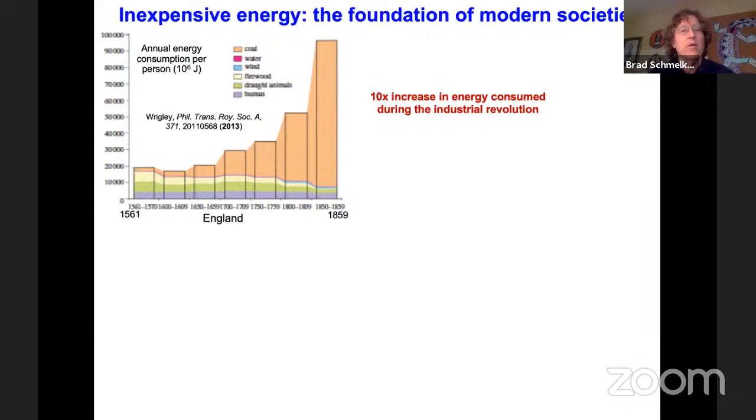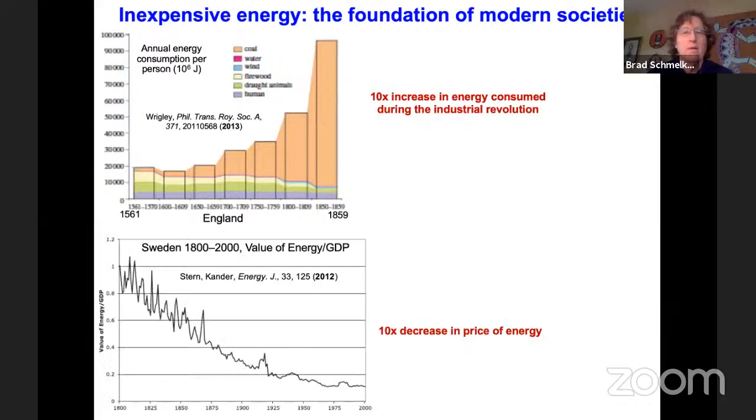And the problem is manifested by this nice article from a few years ago that shows what happened in England during the Industrial Revolution. This is a scale of annual energy consumption per person in the UK before the Industrial Revolution, and you see as the Industrial Revolution takes off, this big orange bar is coal. The rest of it is human power or forest or firewood and animals, but this is the big one. This represents a 10-times increase in energy consumed during the Industrial Revolution, which brought forth, by extrapolation, the benefits we have now.